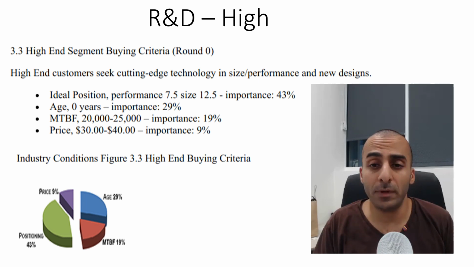The first priority is the ideal position with 43% importance, which is very high. Then we got the age with 29% importance, when the recommended age is 0. Then the MTBF with 20% importance, which is medium importance. And the last one is the price with relatively low 9% importance. So this is a low priority.